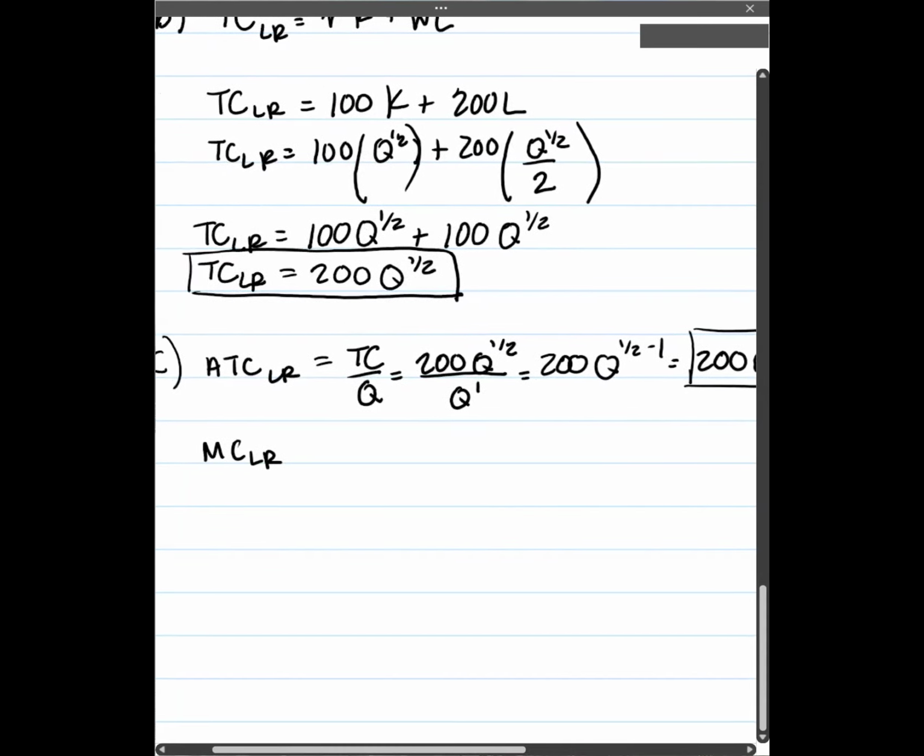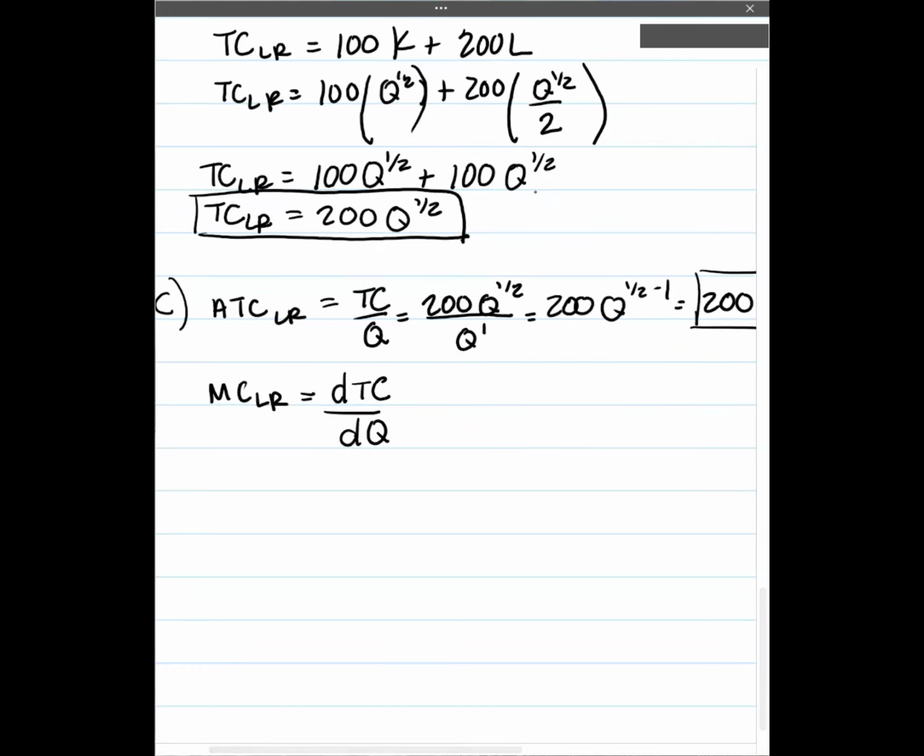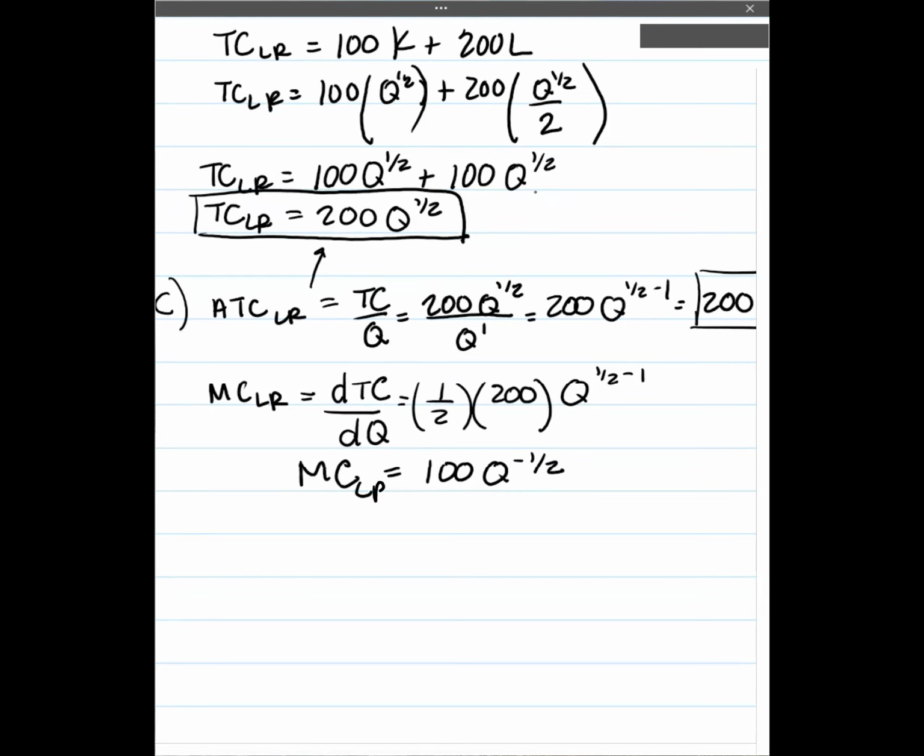Okay. For marginal cost, we're going to take the derivative of total cost with respect to output. So again, referring to the total cost equation we found in part B, we're going to use the power rule. So we'll have 1/2. We're going to multiply that by the constant modifying output, which is 200. And then we'll subtract 1 from the exponent on quantity. So we'll have 100 times quantity to the negative 1/2 power, and that will be the firm's marginal cost in the long run.